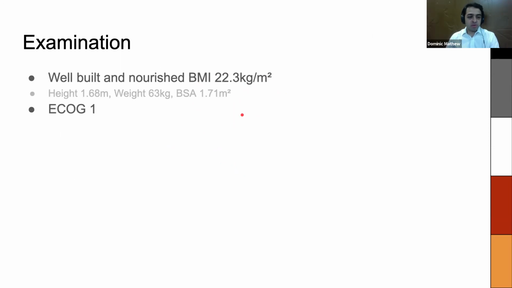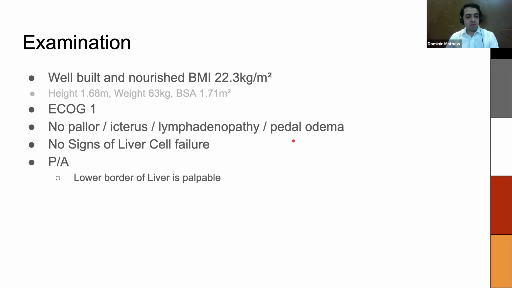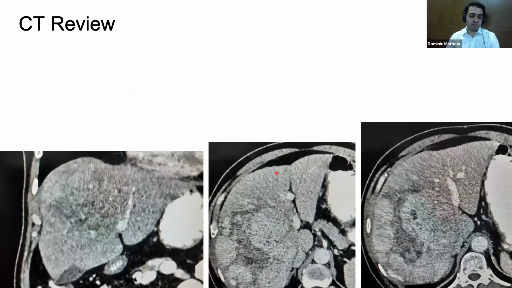He was good performance status, ECOG 1. He has no pallor, icterus, lymphadenopathy, or pedal edema. There were no signs of liver cell failure. On examination of the abdomen, the lower border of the liver was palpable. It had a smooth surface. Other systems were within normal limits.